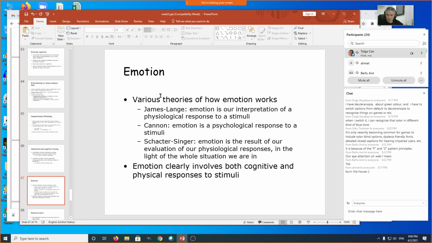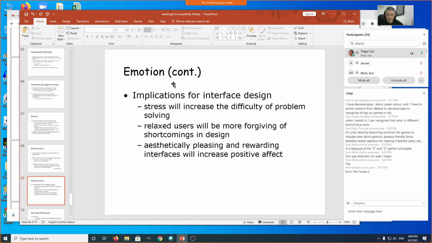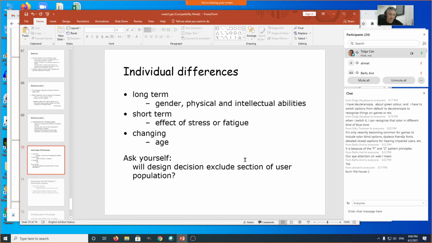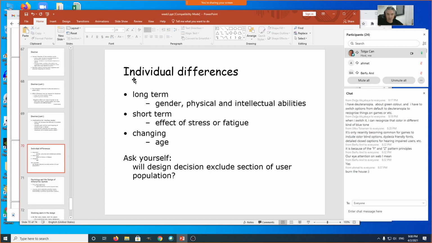Emotion, I'm not going to talk about emotion, but you can read the remaining slides, how emotion affects different parts. These are some of the things I already mentioned, like under stress, we're going to make more errors. Relaxed users will be more forgiving of shortcomings in design, or aesthetically pleasing and rewarding interfaces will increase the positive effect. Things like these we already mentioned. And people are different. When we talk about all those human differences, you see that people are different. There are long-term differences, short-term differences, changing dynamic differences, like age is something changing.